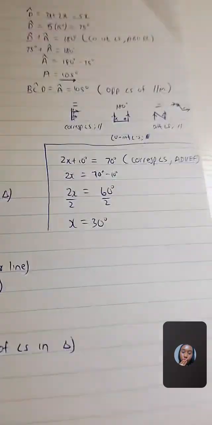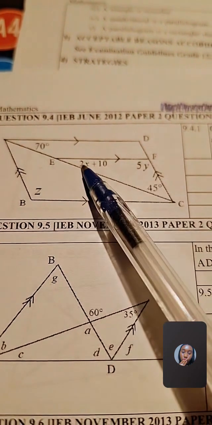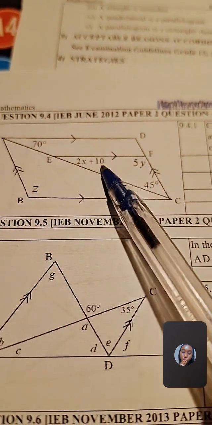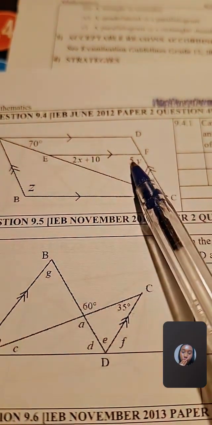70 minus 10, 60 degrees. You divide both sides by 2. Yes, Shy Babylon is sharing the maths. It is 30 degrees. When we get something, we go and update as needed. Because 2 times 30 would be 60. 60 plus 10, that's 70. So that makes sense.